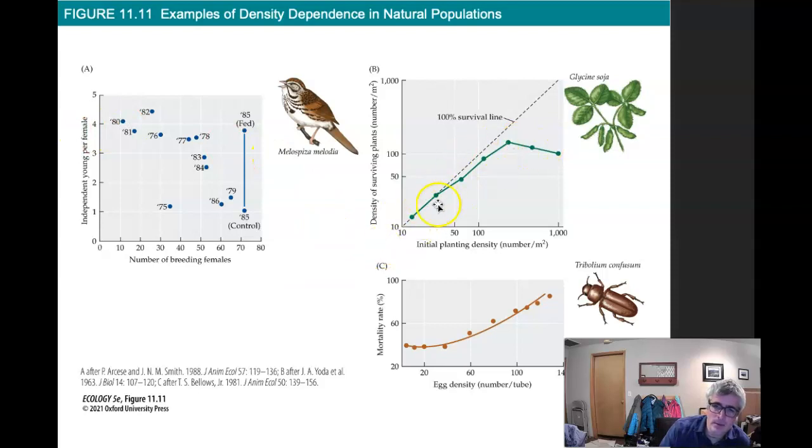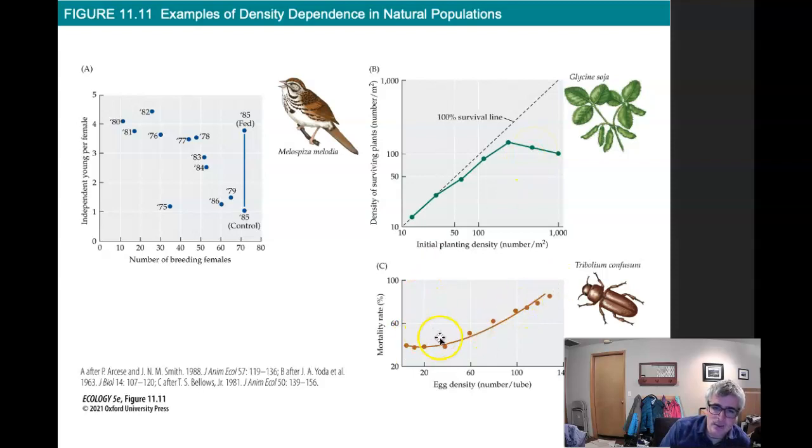This is the soybeans showing kind of a leveling off here. This is the density of surviving plants. If there's a 1-to-1 survival line, we'd expect every plant you plant to survive, which is true at low densities, and then as density gets higher, it starts to level out. A certain plot of land can only support a certain density of plants. And so if you put more than that in there, then all the extras wind up dying.